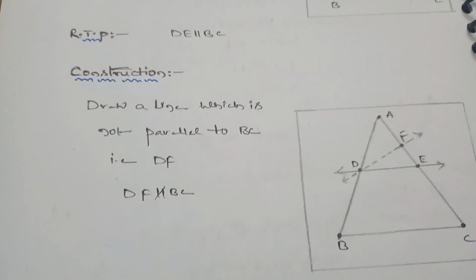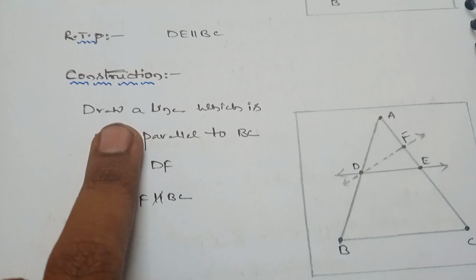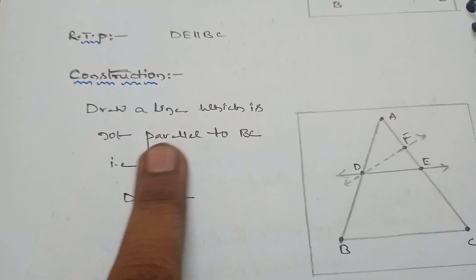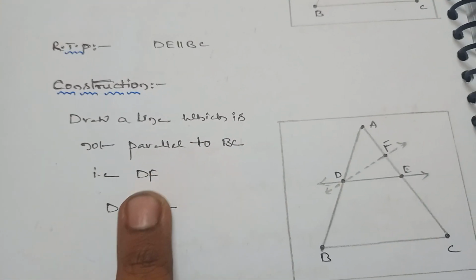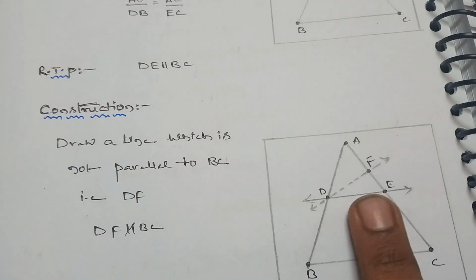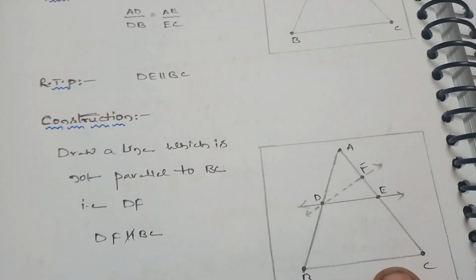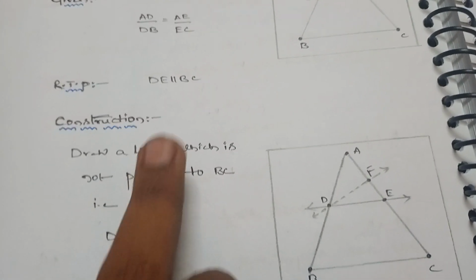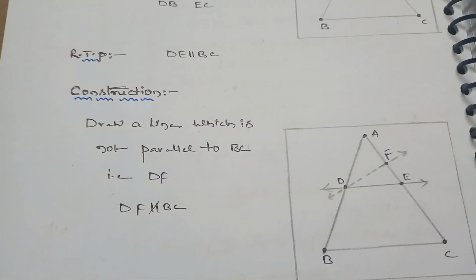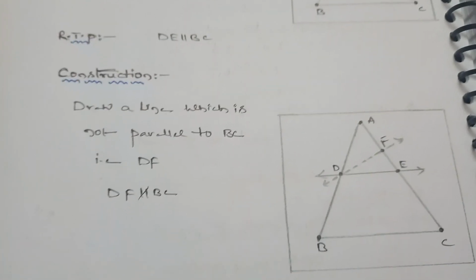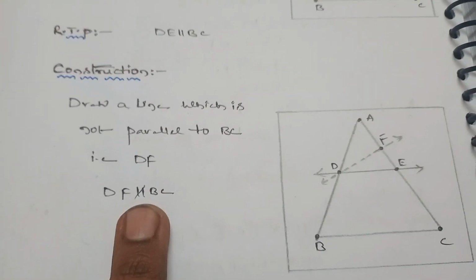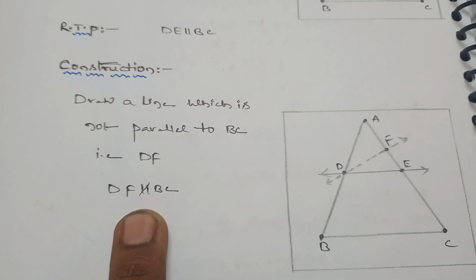Steps you can take anything, guys, it's up to you. So draw a line which is not parallel to BC, that is DF. So DF is not parallel to BC. We need to prove that DE is parallel to BC, but in case DE is not parallel to BC, then what becomes? That only we have taken as the construction part here, right?